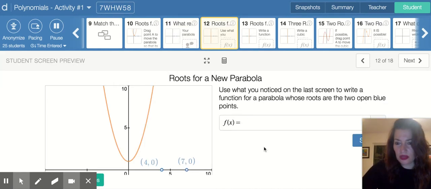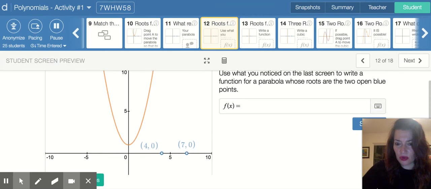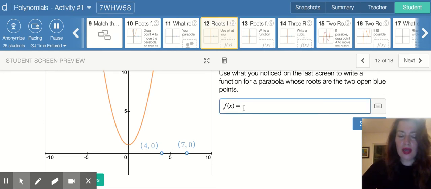Use what you noticed on the last screen to write the function for a parabola whose roots are the two open blue points. So I can see I have two open blue points, one at (4, 0) and one at (7, 0). So I'm going to go ahead and write the factored form.